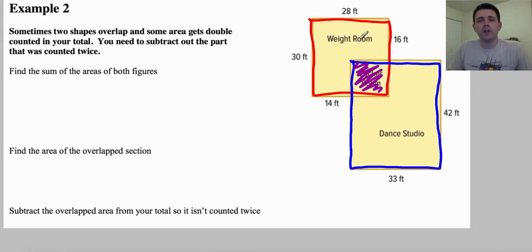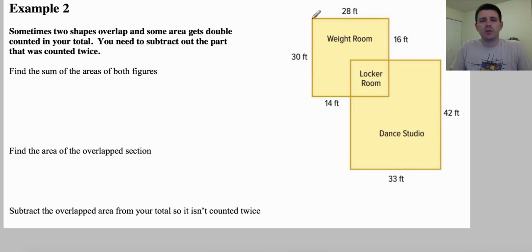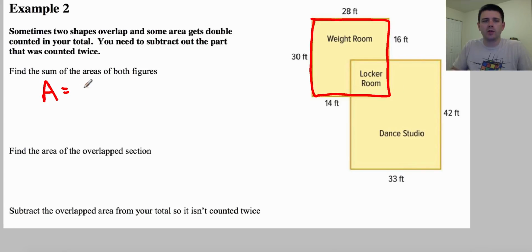So what I do is I find the area of each one of them, but then I find the area of this little piece in between, and I got to subtract it away, so that way it isn't being double counted anymore. So let's give this one a try. First, let's find the area of the weight room. So we want to do base times height. My base is the full length of this side, 28 feet. 14 is just this short little section. I want the whole base, so I want 28.